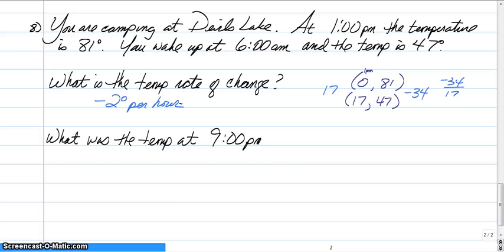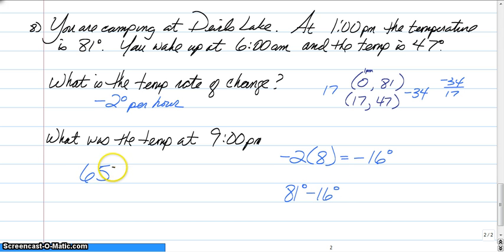So all you have to do is take your rate of change, which is negative 2 degrees per hour, times 8 hours, and the temperature drops 16 degrees. Now that's not answering the question. It says, what is the temperature at 9 p.m.? So it started at 81 degrees. You have to subtract 16 degrees, and it is 65 degrees at 9 p.m.